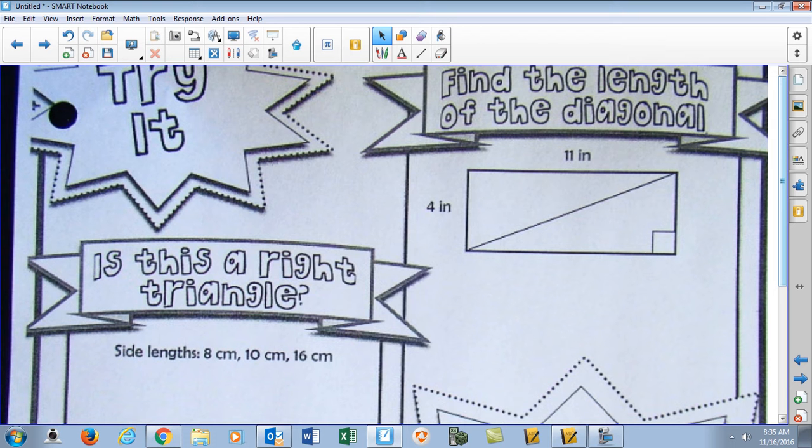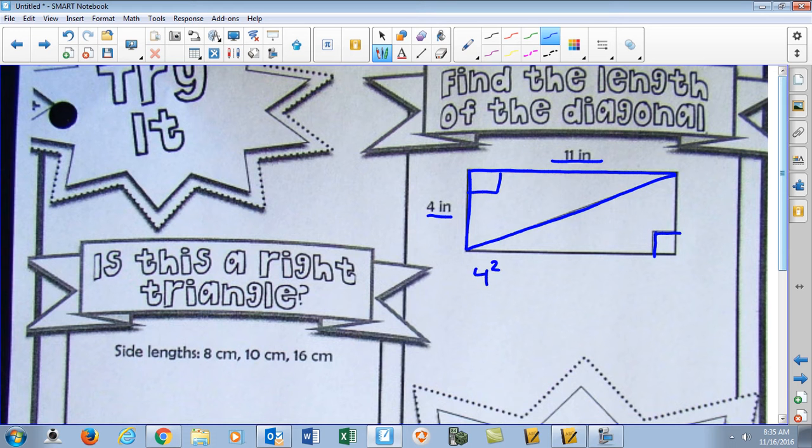It says, find the length of the diagonal. If this is a right angle right here, so is this. These are two right triangles stuck together, so I could find this side and this side. The diagonal ends up being my hypotenuse, my C. So I can do 4 squared plus 11 squared equals C squared. And C is my diagonal, which is what they want us to find, and this is in inches.